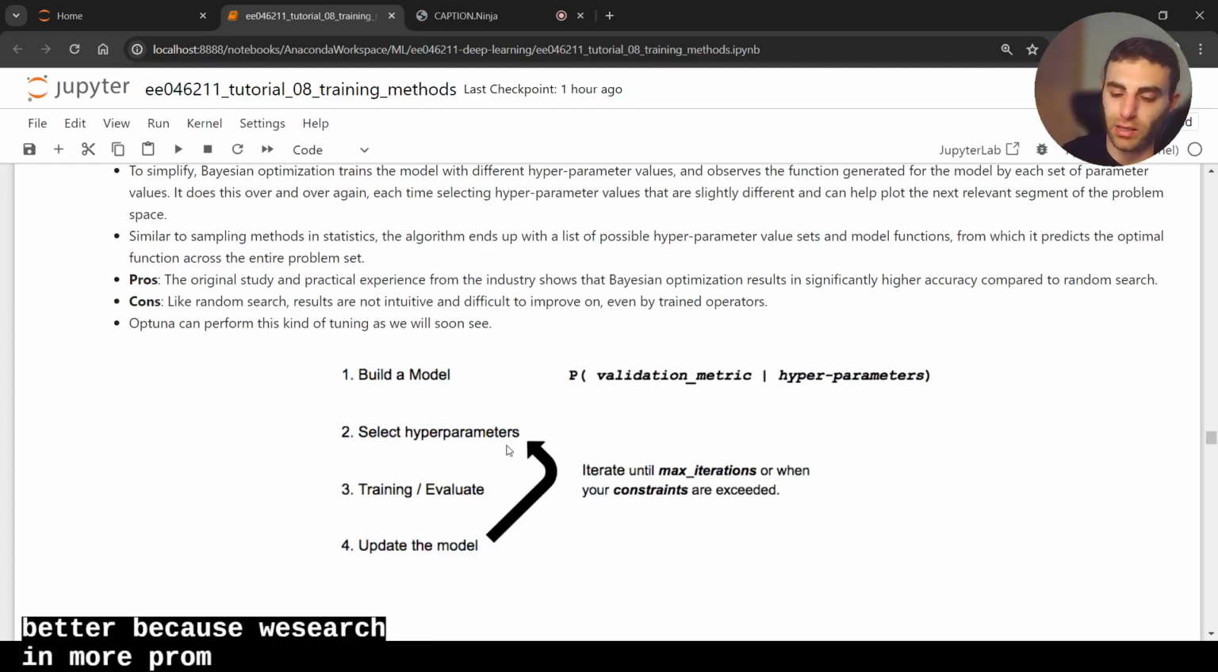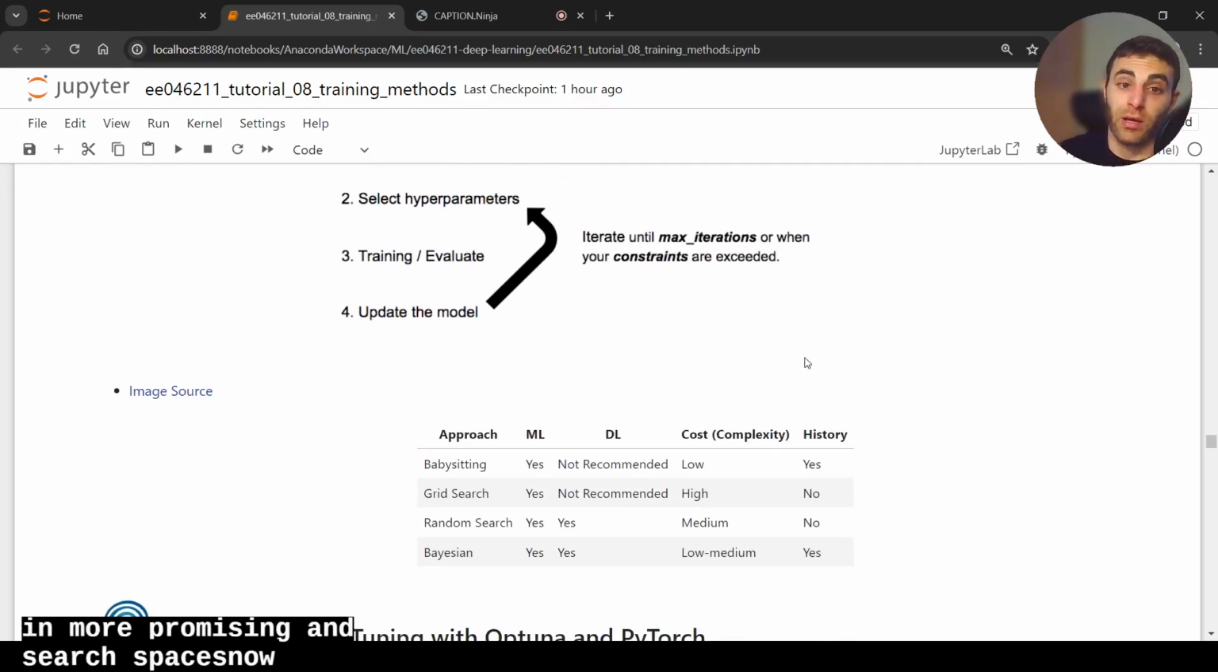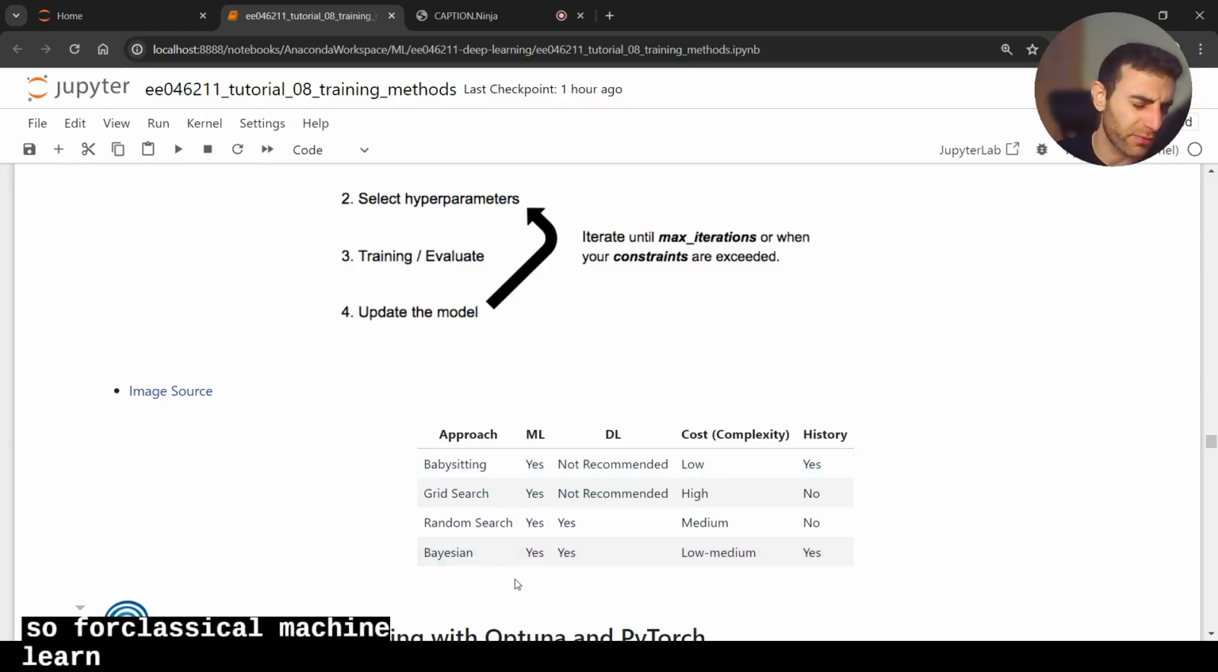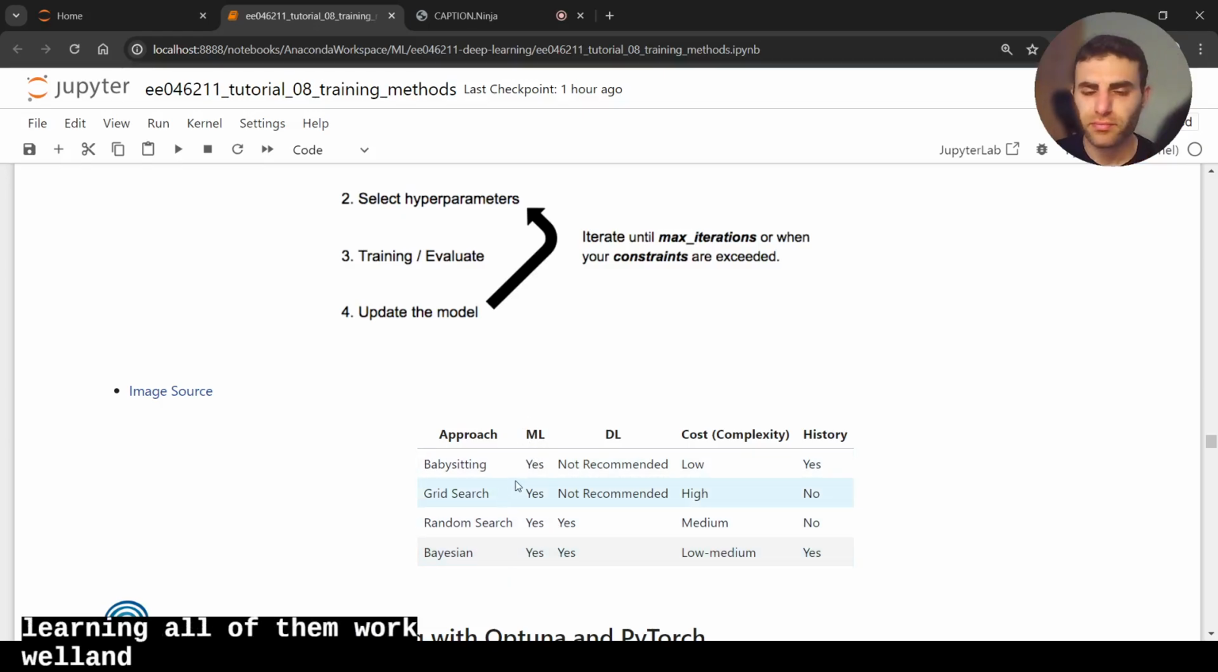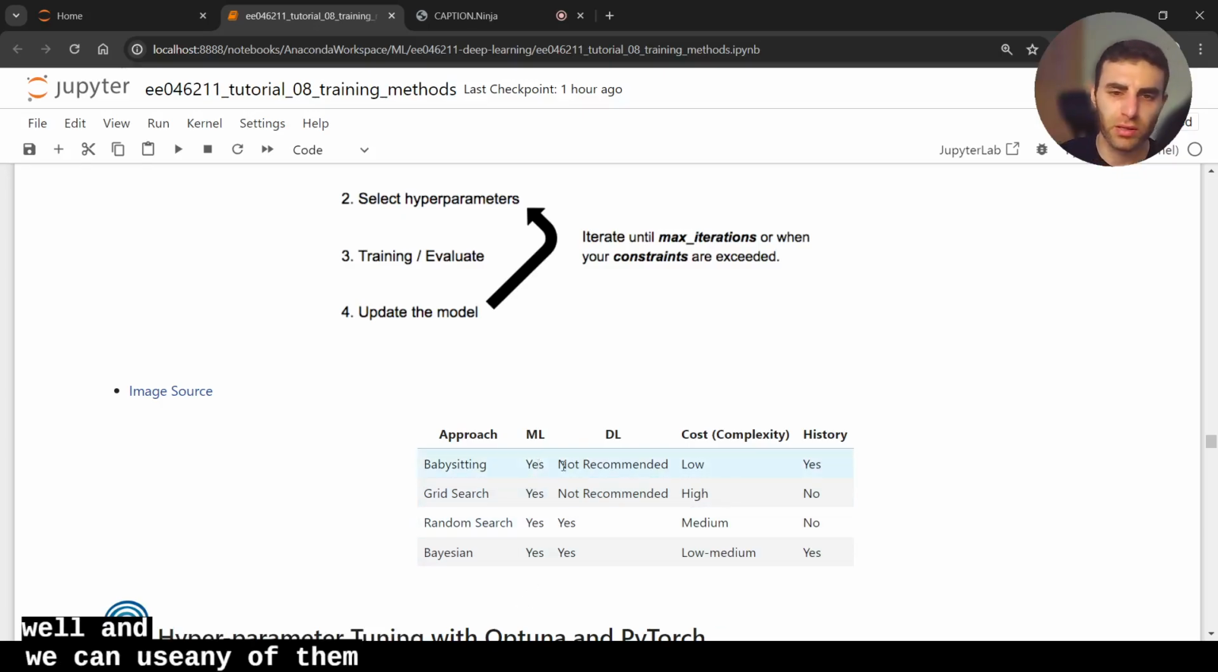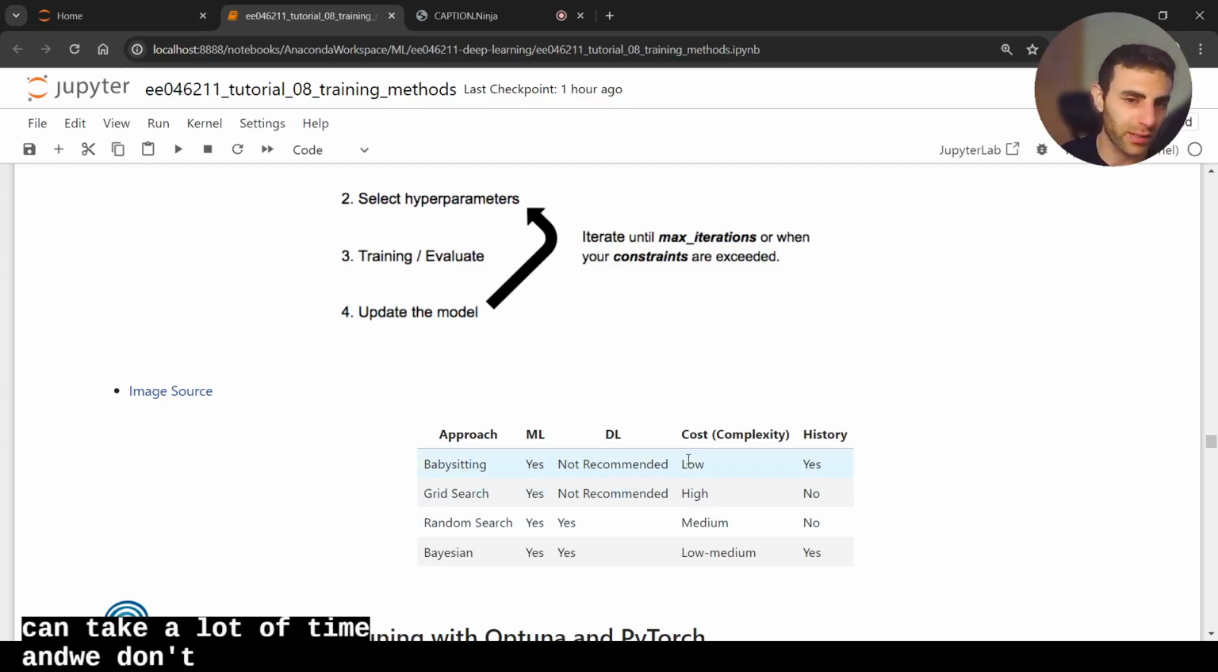As we progress with this model updating, you will see that the accuracy gets better because we search in more promising search spaces. Now, before we talk about Optuna, I want to have a summary of all the approaches that we have. So we have babysitting, grid search, random search, and Bayesian. For classical machine learning, all of them work well, and we can use any of them that you want. For deep learning, babysitting and grid search are not recommended because training deep models can take a lot of time and we don't want to wait that much.